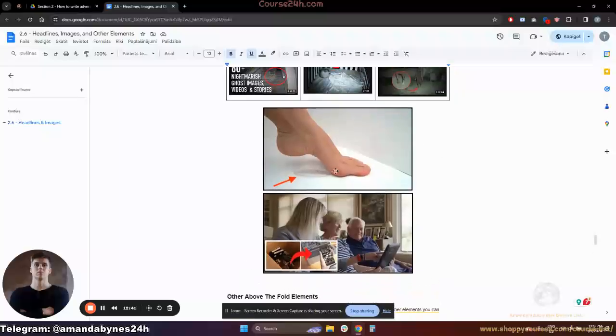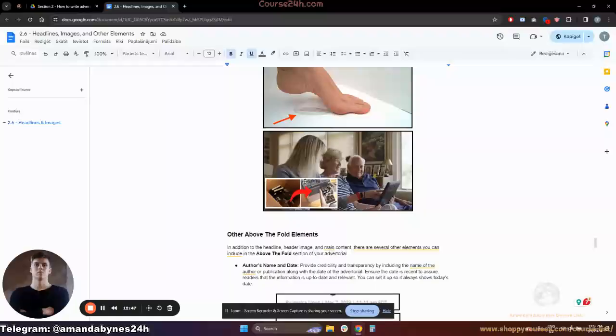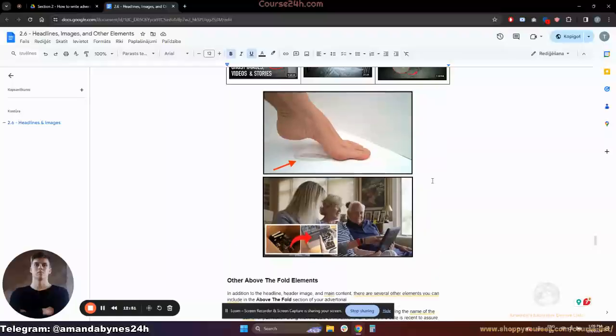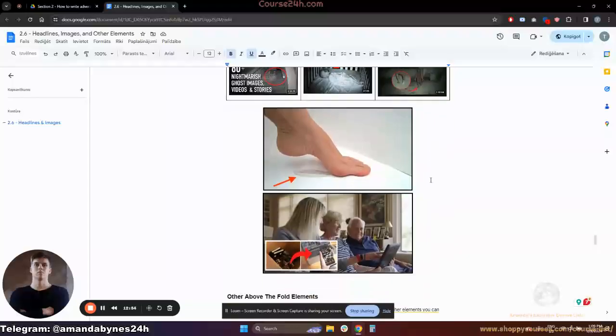Example here, you can see there's something under their feet, but you can't see clearly, so there's an arrow there. This is like a before and after, with also an arrow there. For example, if you have a tool that you can use, you can put a red circle around it.